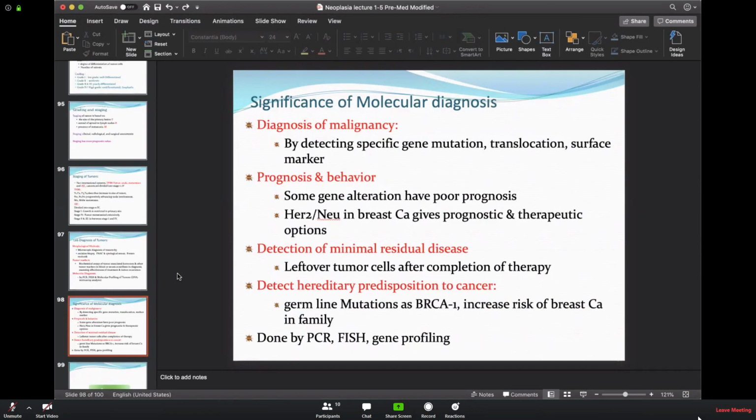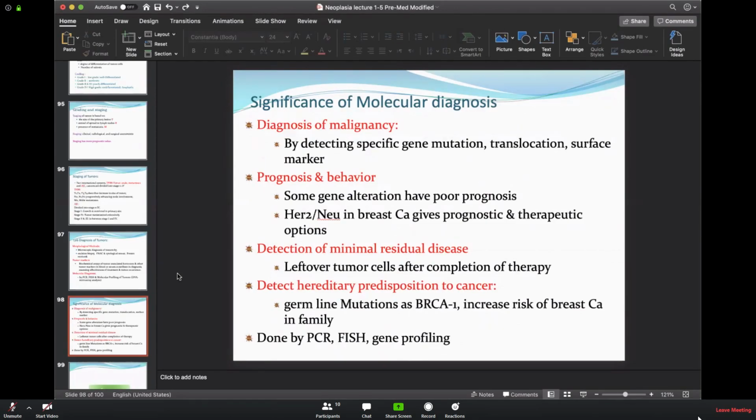Detection of hereditary predisposition to cancer is important also in studying patients who have BRCA mutations. Why? Because these patients might respond to certain treatments, and also you need to screen the relatives or family members to detect cancer early if it occurs, and to treat early and prevent complications.